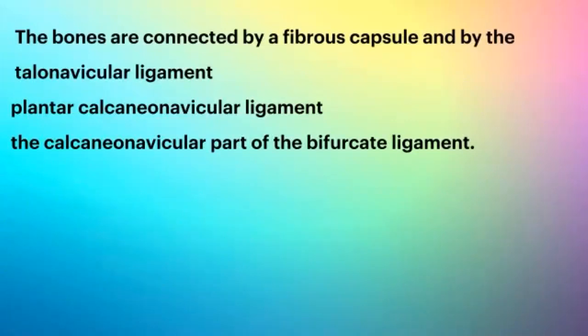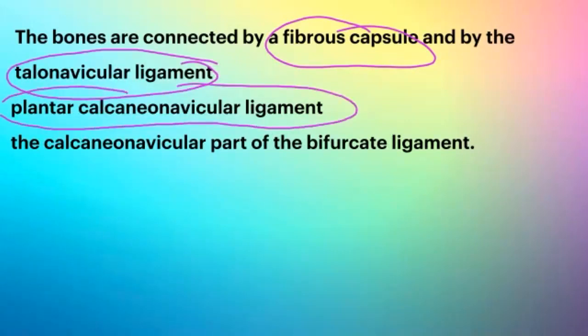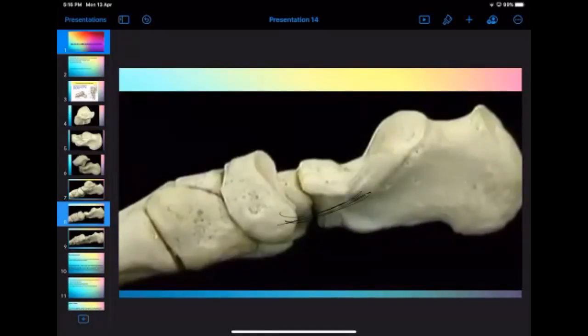The bones are connected by a fibrous capsule and by the talonavicular ligament and plantar calcaneonavicular ligament, and the calcaneonavicular part of the bifurcate ligament, right? So we'll see this bifurcate ligament in the next section, next bone, we'll see that completely. But we have two ligaments in the TCN joint. They are the talonavicular ligament that connects talus and navicular bone, and the plantar calcaneonavicular ligament, which fills the gap between these two, right?